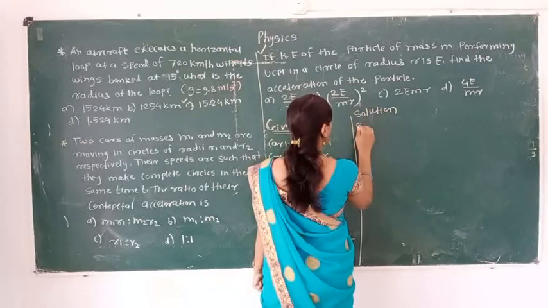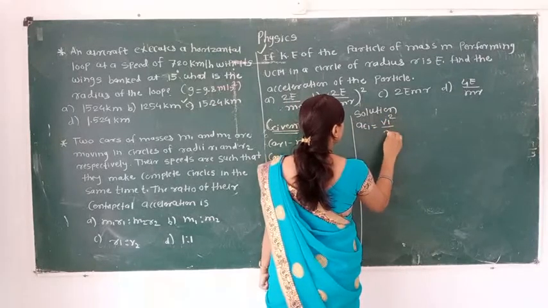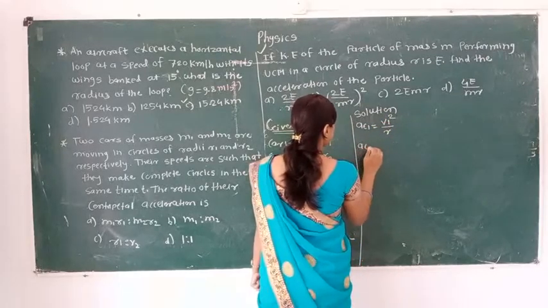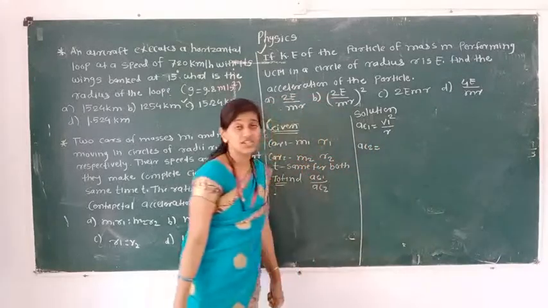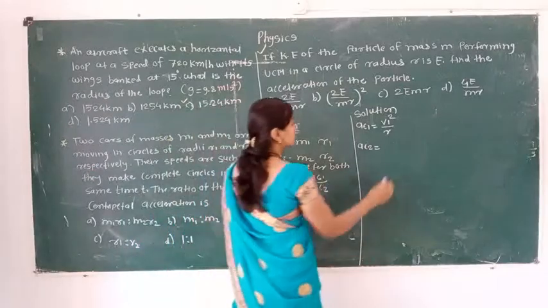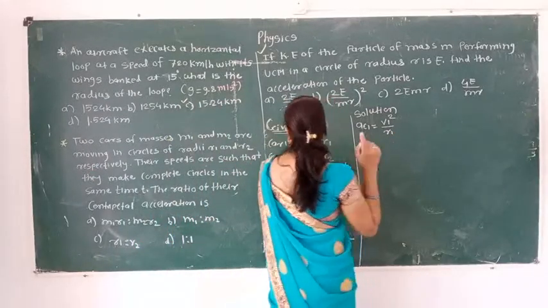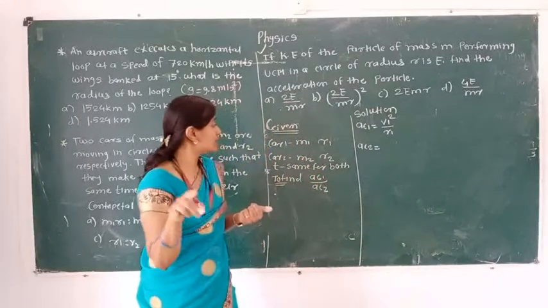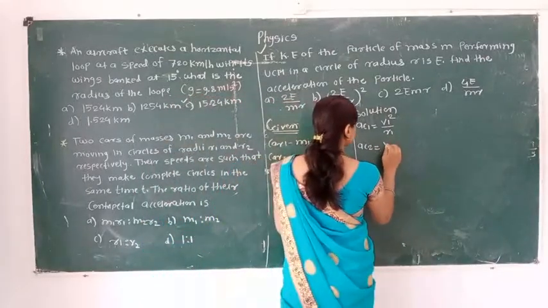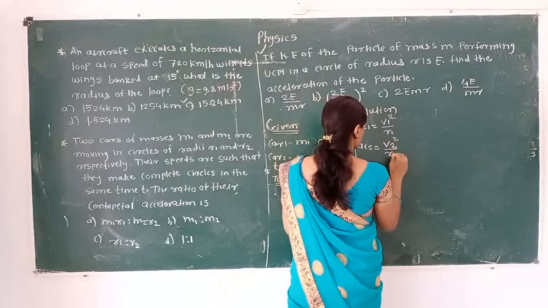Here we know how to find AC1: it is V1 square divided by R. The second value is AC2, the centripetal acceleration for the second car. Here R1 is the radius of the circle in which car number 1 is going to revolve. So the centripetal acceleration of the second car is V2 square divided by R2.